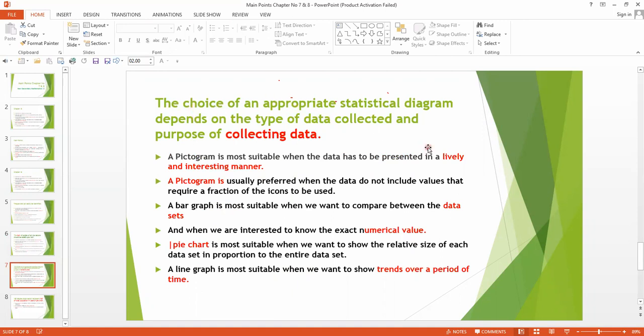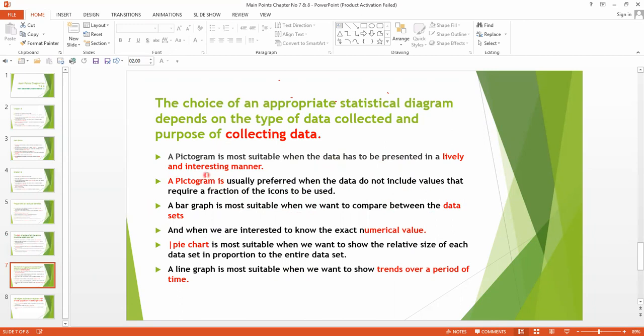The choice of an appropriate statistical diagram depends on the type of data collected and the purpose of collecting data. A pictogram is more suitable when the data has to be presented in a lively and interesting manner. A pictogram is usually preferred when the data do not include values that require a fraction of the icons to be used. All these are written in your book, so I just go through it because I already explained it in the previous slides.